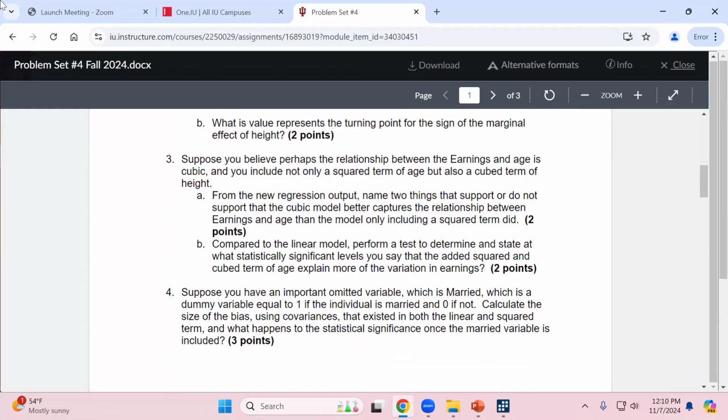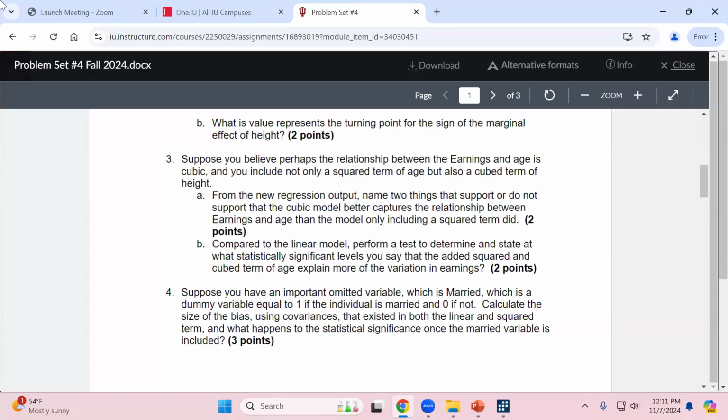So if we're thinking about the estimates that we see when that omitted variable is left out, we're going to get the true effect of age here, or the linear component of it. But we're also going to get what the effect of that omitted variable would have been, multiplied by the covariance between age and married, over the variance of the variable we included, which was age.